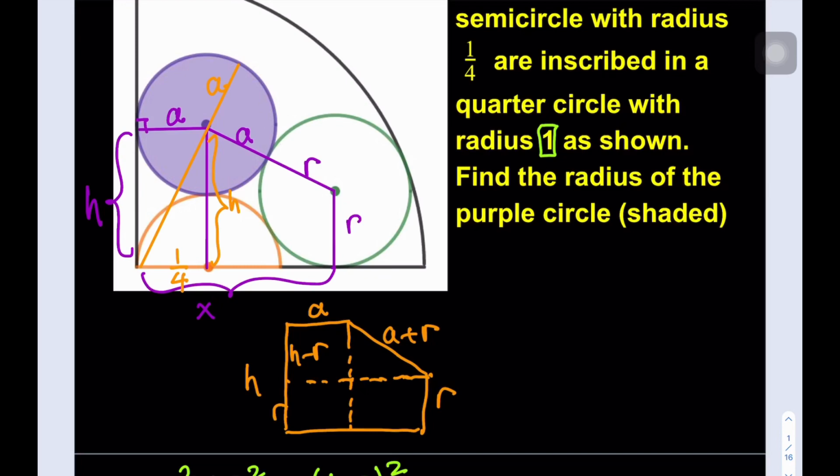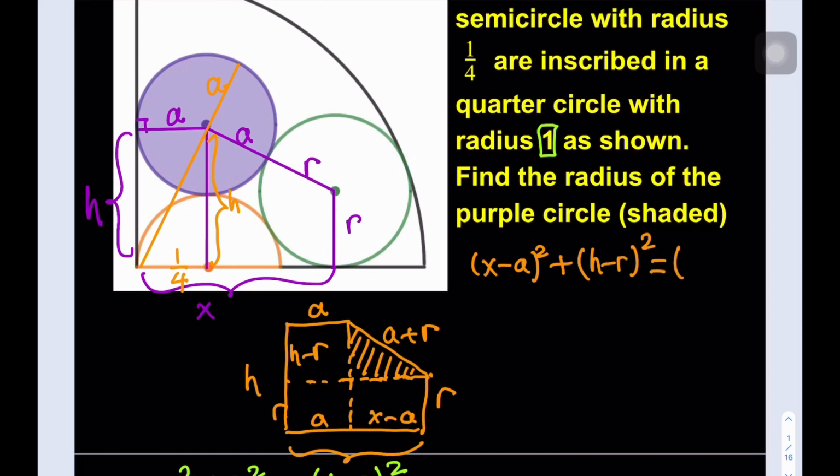Well, I can just go ahead and write this as a really nice relationship, but let me start with this. I do know that this whole thing is X, and this is A, so this will be X minus A. Beautiful. So let me write it down here. I do have this right triangle here that I can use definitely. So what does that give me? It gives me (X minus A) squared plus (H minus R) squared. Don't worry, we're going to replace some of these with numbers. This is equal to (A plus R) squared. Beautiful.